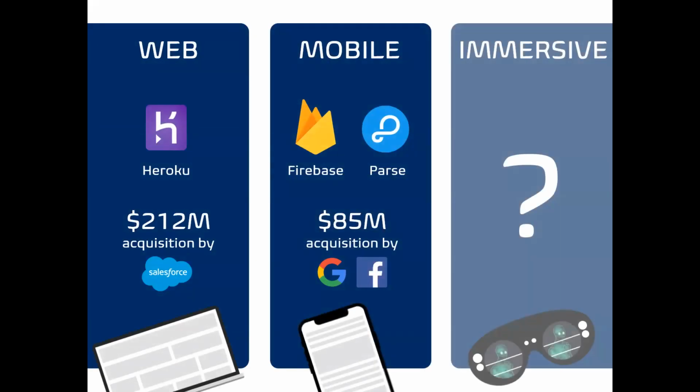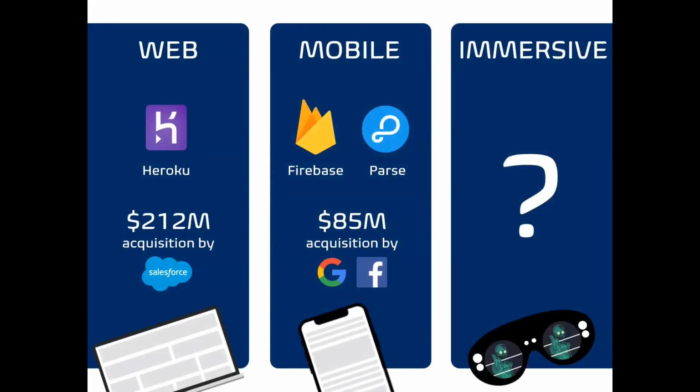If you want to build a website, you can use something like Heroku as your cloud platform, upload images and videos. If you're building a mobile app, you can use something like Parse or Firebase as your backend as a service. So you went from web to mobile to now this new technology, AR, VR, 3D, XR, immersive, metaverse, call it whatever.